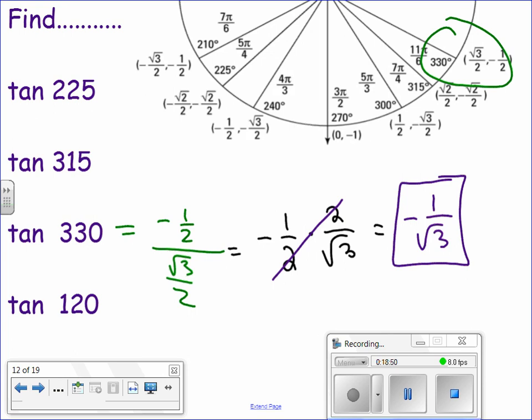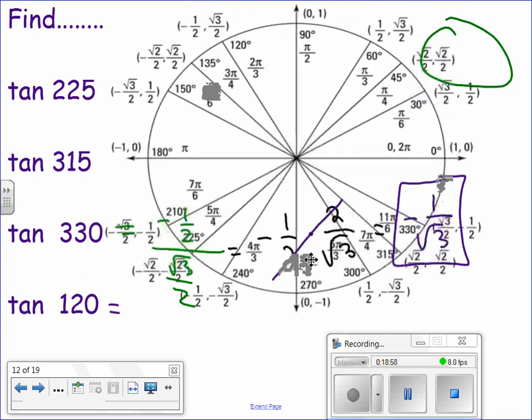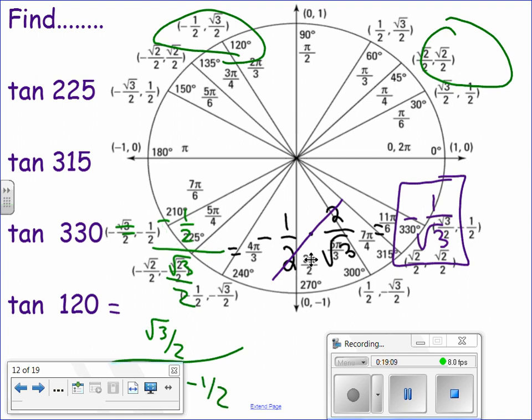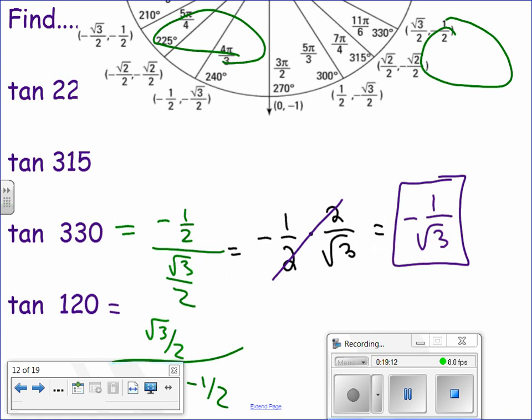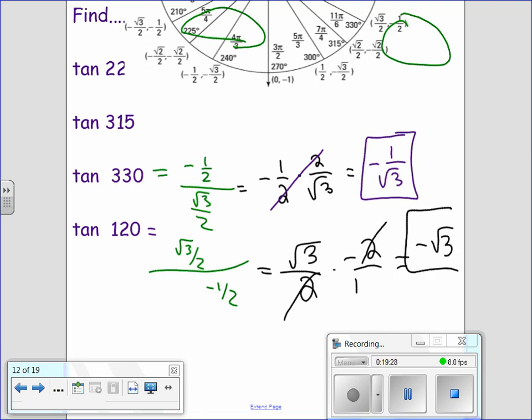Let's try 120. Where's 120 located? I better find mine. Found it. I don't have much workspace now, but I found it. So my top number is y, radical 3 over 2. My bottom number is x, negative 1/2. I'll move it up out of the way again. We're going to go ahead and use multiplying by the reciprocal for the bottom fraction to reduce. So keep your first fraction the same, multiply by the reciprocal for the second fraction. What'll happen? They will cancel. Yeah, that's why I love tangents. It's always something canceling in tangents.